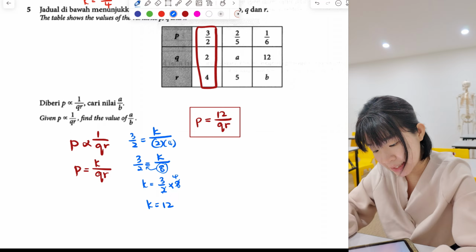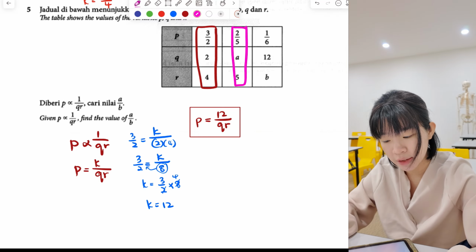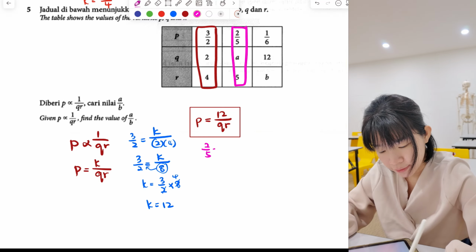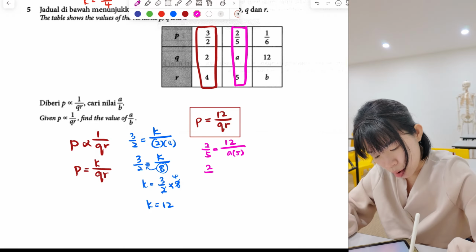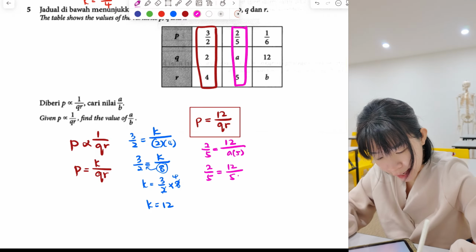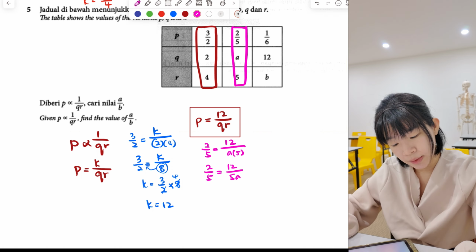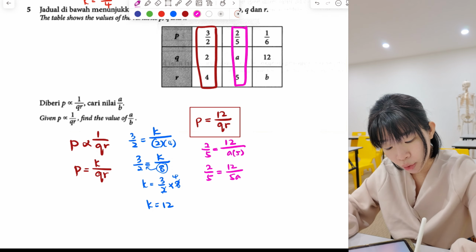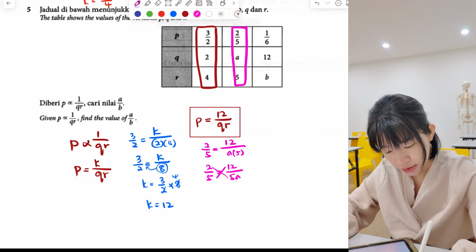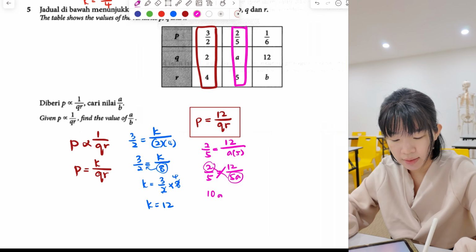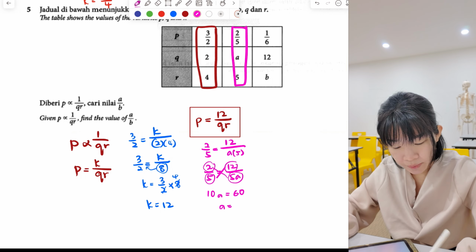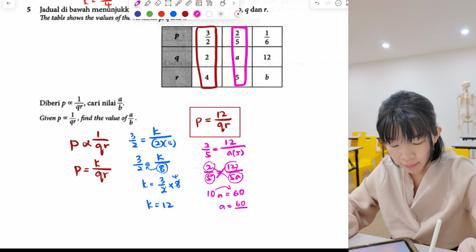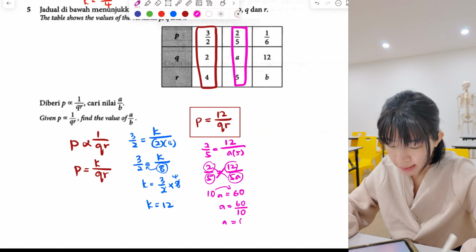Okay, so now to find A, we use the second set of information. So P is 2 over 5 equals 12 over Q is A, R is 5. So 2 over 5 equals 12 over 5A. Now, if we want to find A, what do we do? Fraction equals fraction, we can do cross multiplication. 5A times 2, so we get 10A. 5 times 12, 60. So at the end, A equals, 10 bring over, become divide, 60 divided by 10, A equals 6.